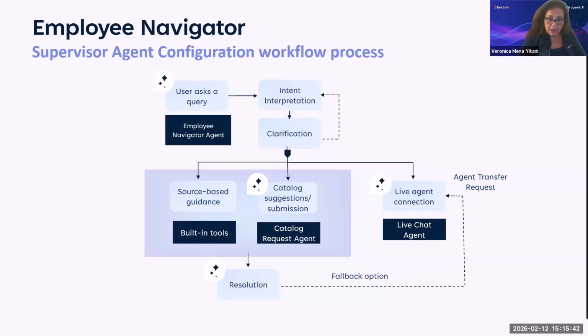The live agent connection. For complex issues requiring human interaction, the live chat agent provides a direct handoff. This can be triggered by an explicit agent transfer request. The end state for the user is always resolution. In scenarios where our agent cannot reach a definite answer, it triggers a fallback option. Instead of a dead end, the user is given a choice. They can either submit a formal request or hand off to a live agent for personalized support. This puts the user in control of how they want to proceed.